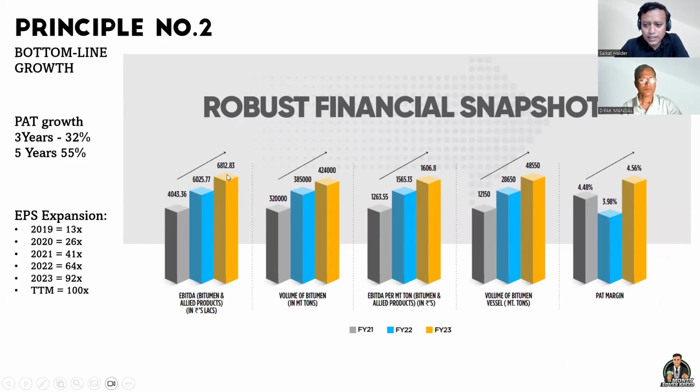Now, if you look at the expansion in EPS, earning per share, in 2019 it was 13x. In 2023 it is 92x. By trailing 12 months, it is already 100x. So EPS expansion is happening. In terms of pricing, the price has not gone that far. So right now you can see the pricing.